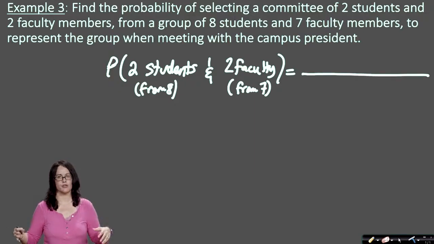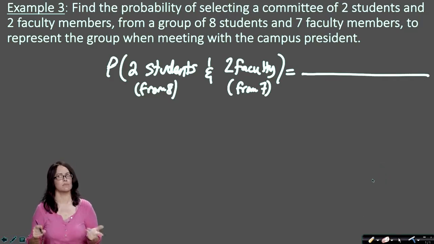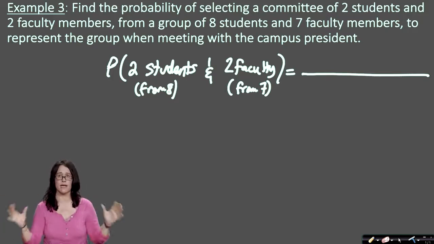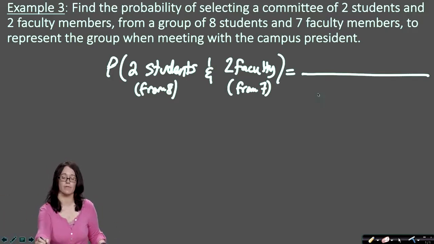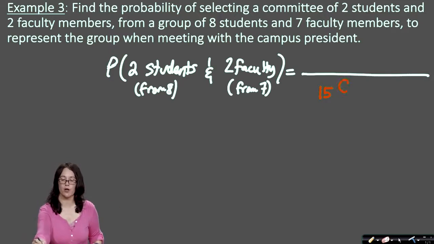Now, what's the big picture that goes in the denominator? What are we doing in the big picture? Yes, that's right. We are taking a group of people and choosing a subgroup. Well, how many people were totally mentioned here? Yep, you had 8 students and you had 7 faculty. Altogether, that's a total of 8 plus 7 or 15. So from 15 humans, we are selecting how many to be on this subgroup? 2 plus 2. That's right. We're choosing 4 people altogether.